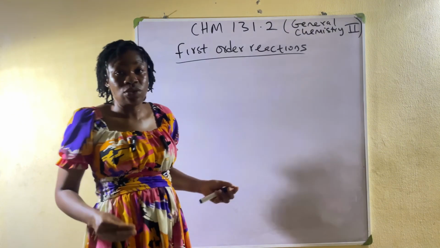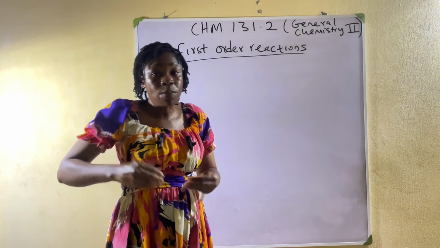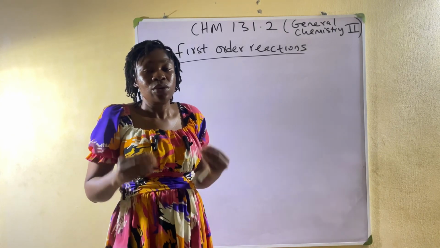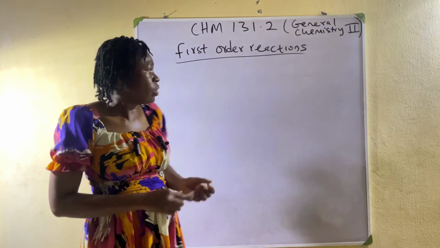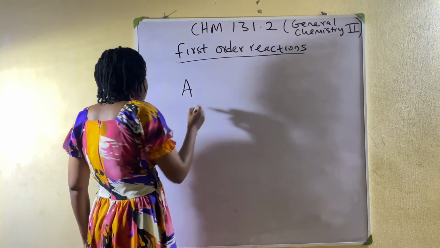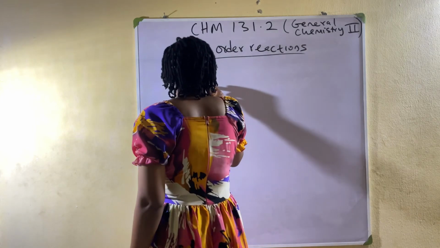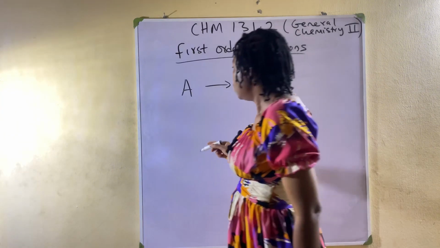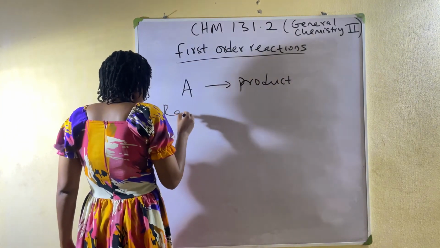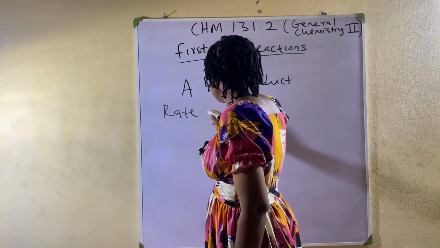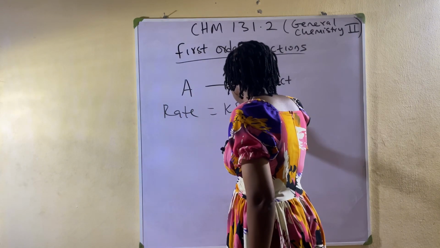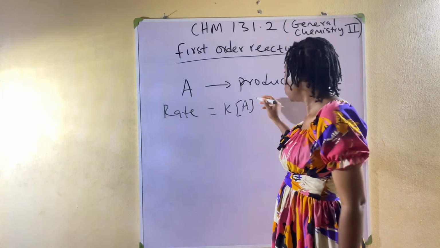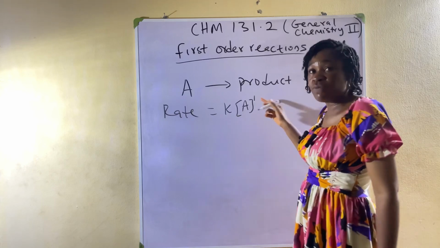Let's look at first order reactions. First order reactions are reactions in which the rate of reaction is directly proportional to the concentration of the reactant species in the rate law raised to the power of 1. So look at this equation: A, the reactant, gives a product. If I'm to write the rate law for this reaction, we can say that rate is equal to the rate constant times the concentration of A raised to the power of 1, to show that this is a first order reaction.